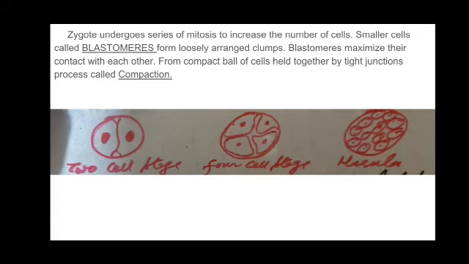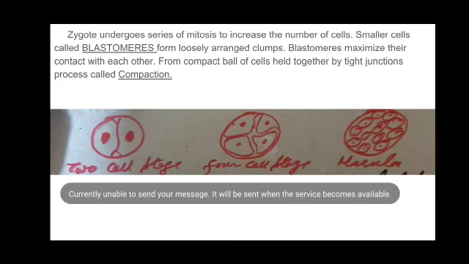Smaller cells called blastomeres, which form loosely arranged clumps. Blastomeres maximize their contact with each other and form a compact ball of cells held together by tight junctions, a process called compaction.